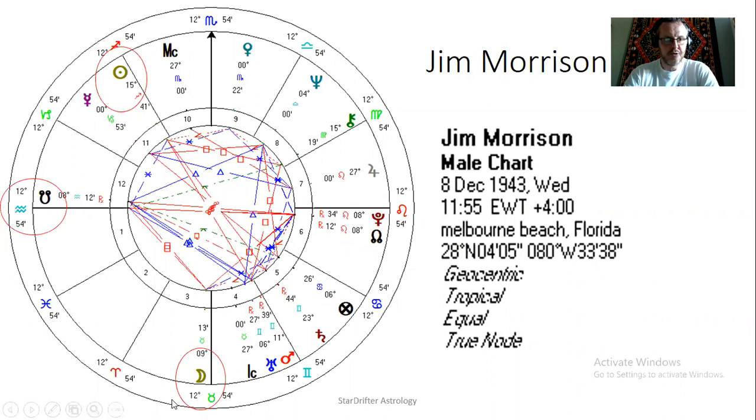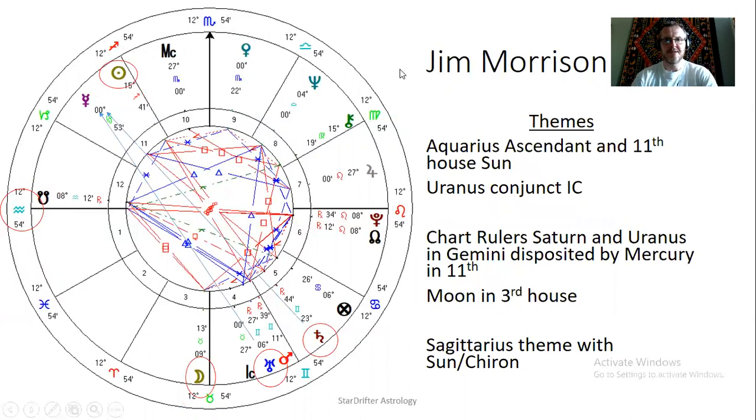1254. The Moon in square aspect to it at 9 degrees of Taurus, and the Sun at 15 degrees of Sagittarius. So the main themes in Jim's chart: Aquarius Ascendant and the 11th house Sun, and the chart ruler of the Ascendant is in a conjunction with the IC, which is one of the angles of the chart.